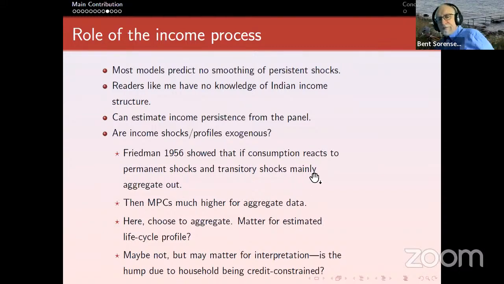Friedman showed, I guess that's probably what he got the Nobel Prize for, that consumption reacts to permanent shocks, the permanent income hypothesis, while transitory shocks mainly aggregate out. Everybody knows that. But what motivated him to write this was that MPCs are much higher for aggregate data. What explains that? A combination of aggregation and transitory shocks usually being IID across individuals, which means that when you aggregate, you average out the transitory shocks.